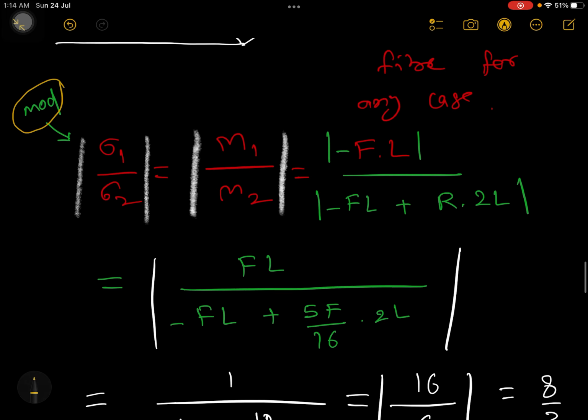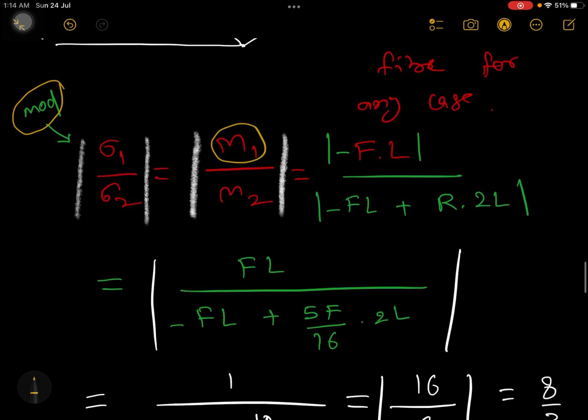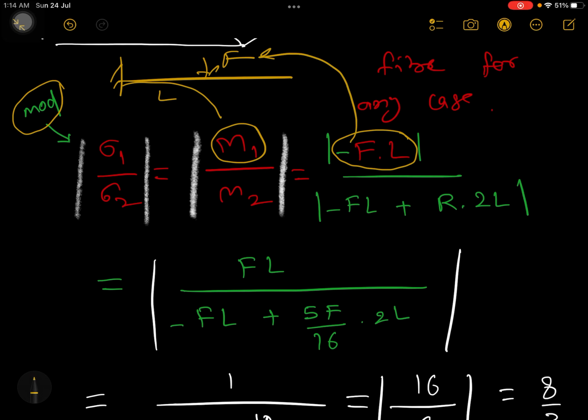Now see how I have done the explanation. M1 value is nothing but for the first case. So the first case is very simple. Your force is here. This force is F, this distance is L. Correct. So this force will act like this, so this will be your hogging. In case of hogging we write a negative sign. So I am writing minus FL because of this force. I am writing the minus sign, but anyway I am using mod. Why mod? Because it is given in the question.